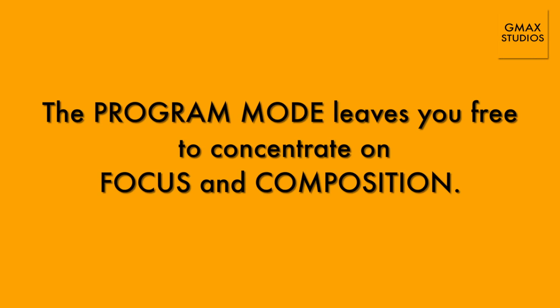Now most people think that shooting in the program mode is just for beginners. And it's not actually true, because the program mode is a very powerful mode in which the camera takes all the decisions related to aperture and shutter speed, and you as a photographer focus on the two most important things in photography. One, which is focus, and the other one, which is your composition.